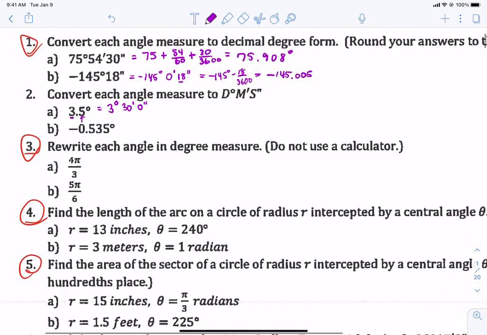Number 3 says to rewrite each angle in degree measure. So remember that 180 degrees is a pi worth of radians. Now it says do not use a calculator. You know, this test is going to be multiple choice. But what they mean by that is don't round, using a calculator. Let's give that an exact answer.